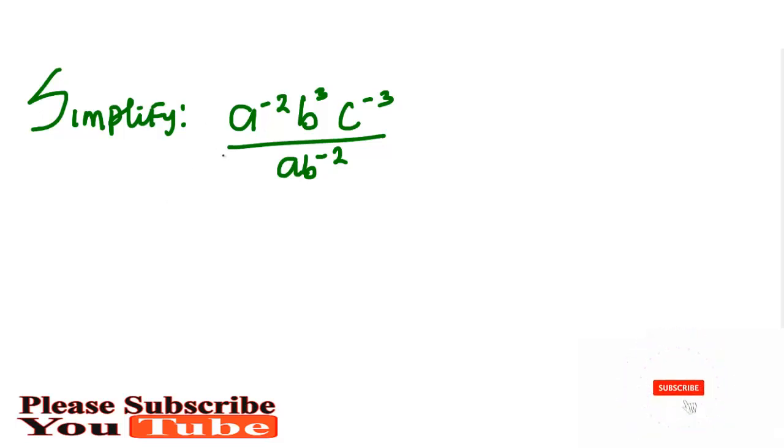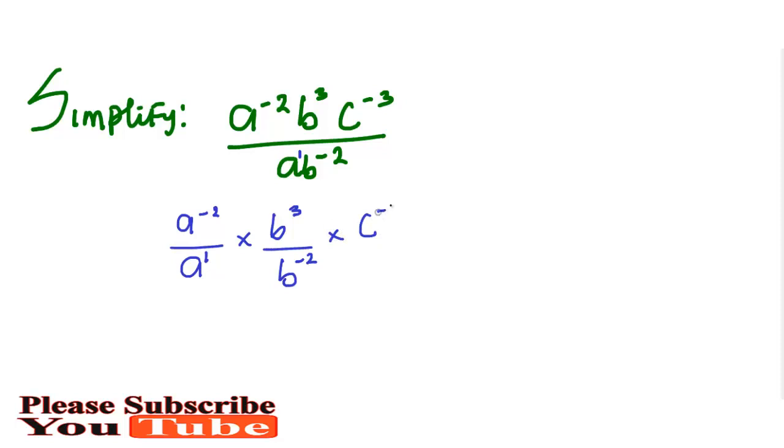So we are required to simplify this algebraic expression. Of course, the first thing I would do is to rearrange it. So how do I rearrange it? We can write this as a raised to power minus 2 over a raised to power 1. Don't forget this a is actually a raised to the power of 1. Then multiply by b raised to the power of 3 over b raised to power minus 2. Then multiply by c raised to power minus 3 over 1.